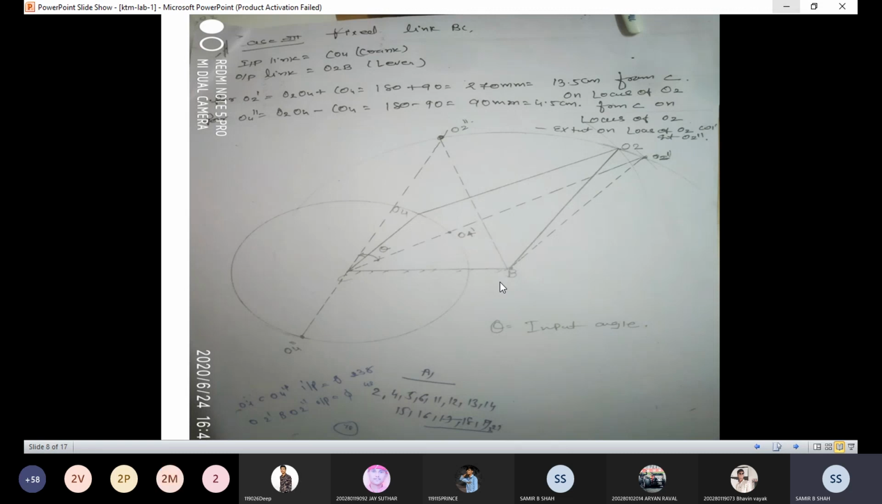This example you have to finish in your sketchbook. Okay, hopefully your figure may be completed. Now I will show you how input and output links can be expanded.